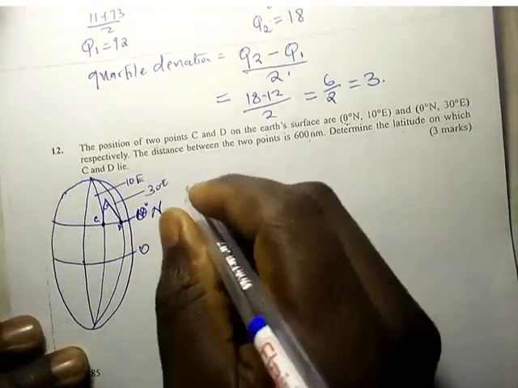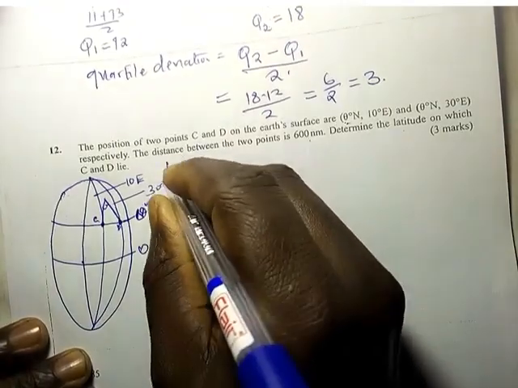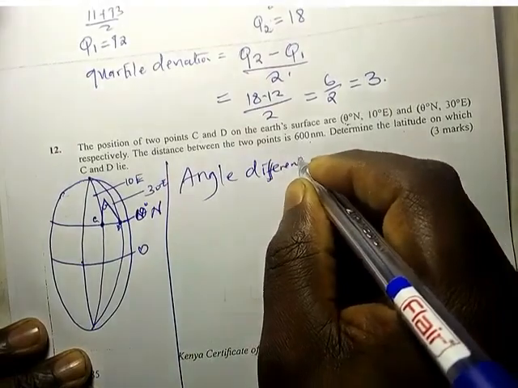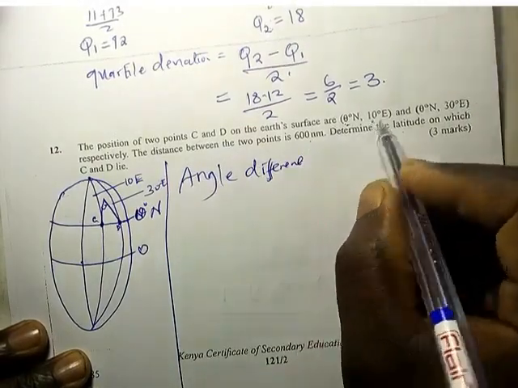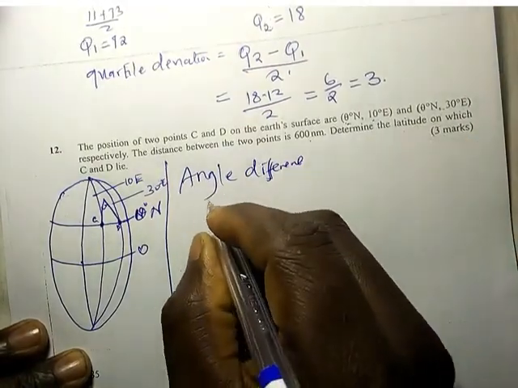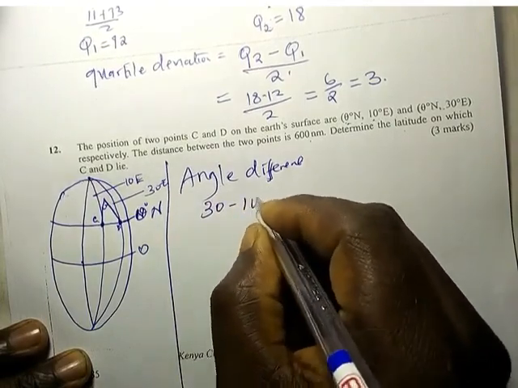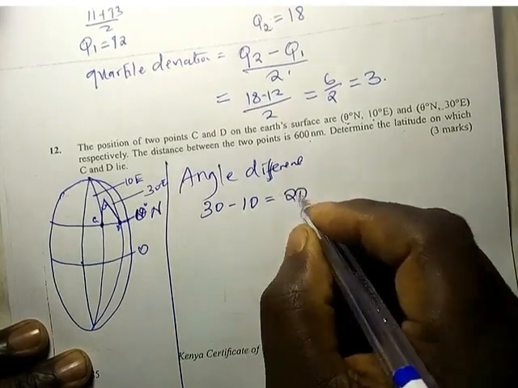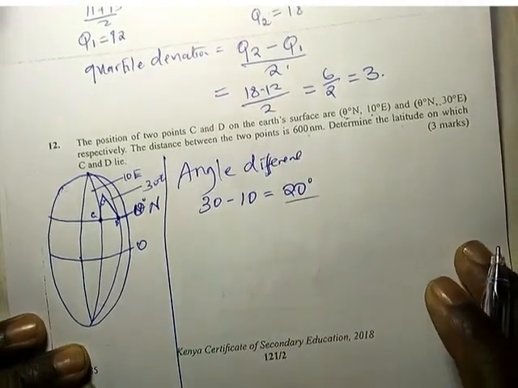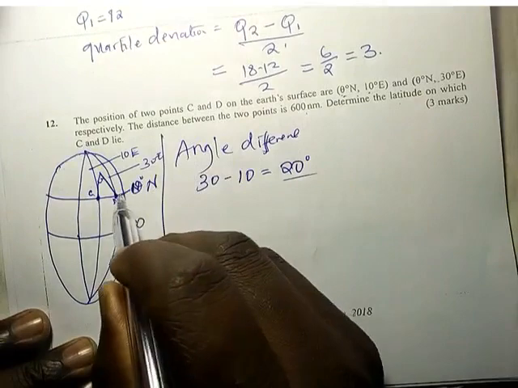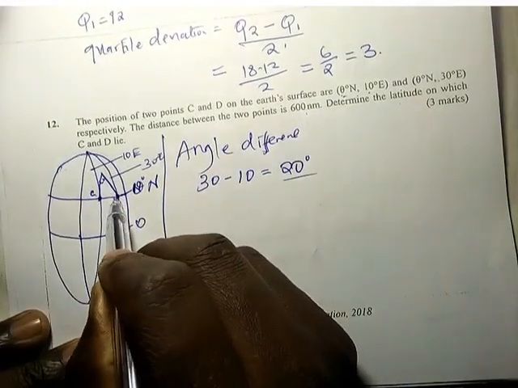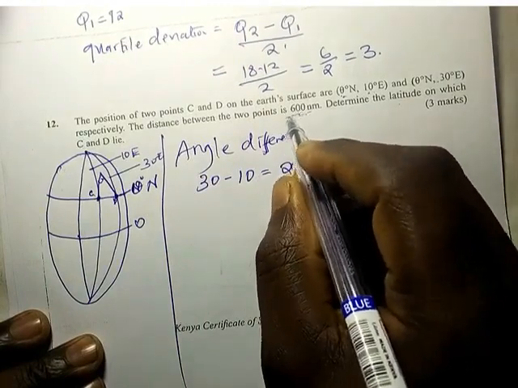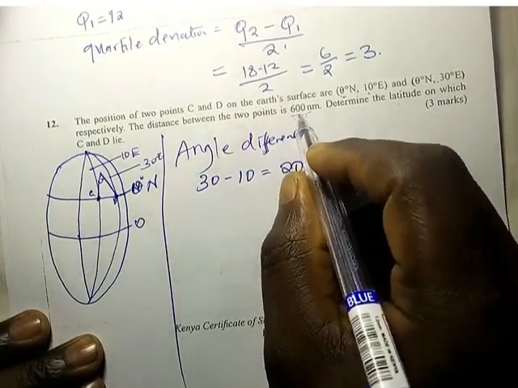So let us get now the angle difference. Because it goes east, we subtract. That is 30 minus 10, that is 20 degrees. So the angle difference is 20. Lakini tumeshagundua kwamba these 2 points they are on a small circle. Na tumepewa distance in nautical miles. So ikiwa ni small circle tunajua the formula of getting the distance on a small circle.